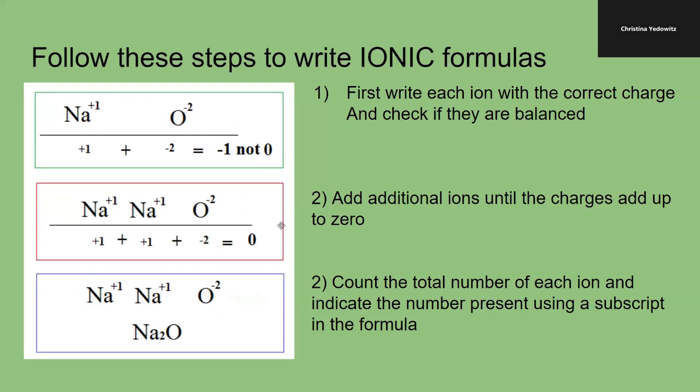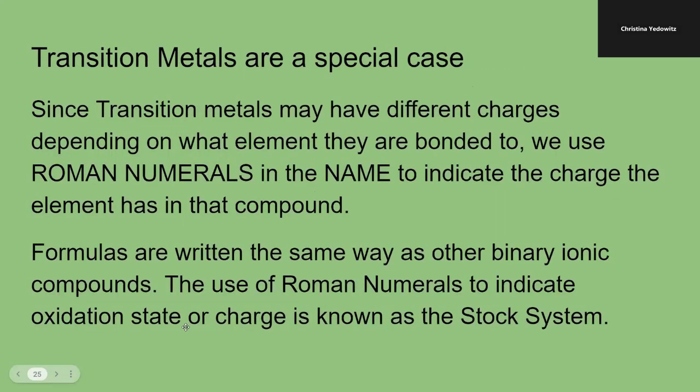Okay, so here it is written out for you again. Here are the steps. Write the charges out. Check to see who you have to add to win the game. Go ahead and count how many atoms you added, and that's how you write your formula.